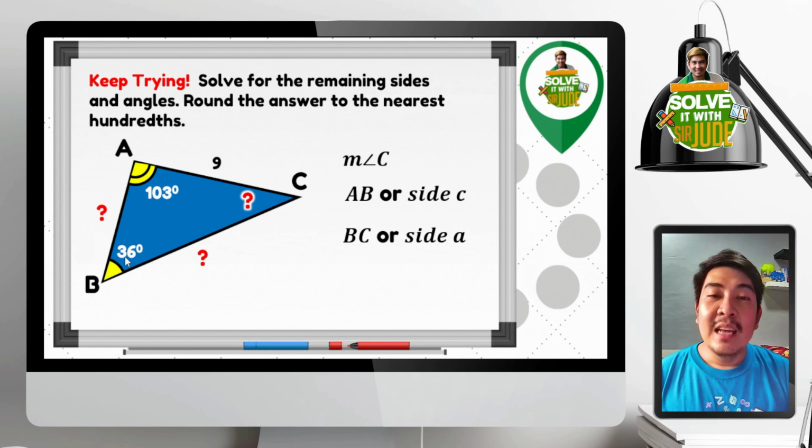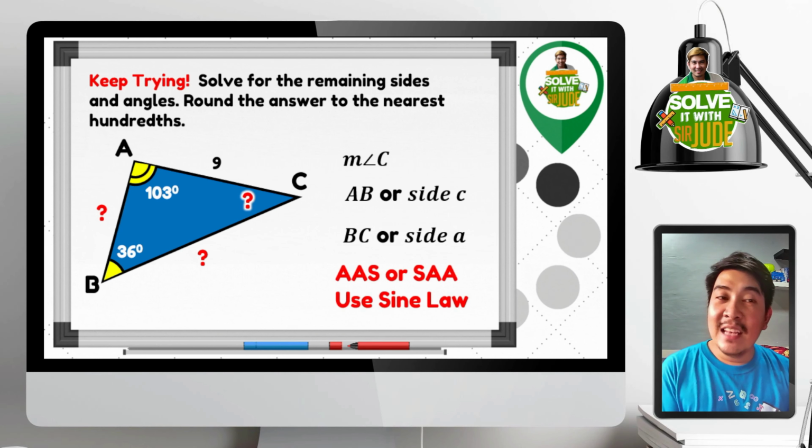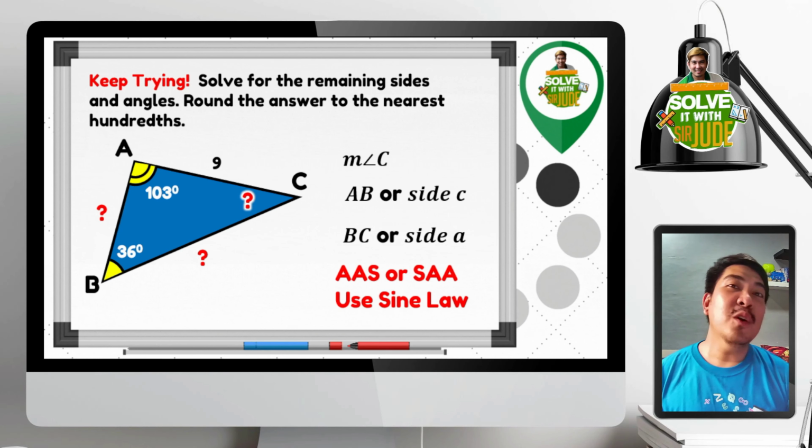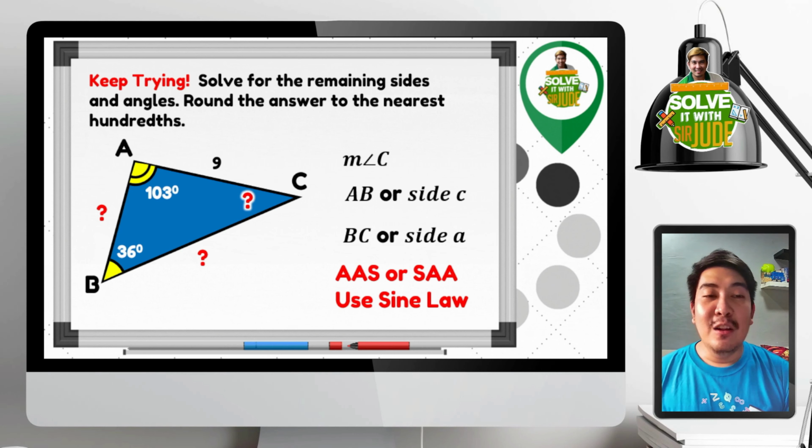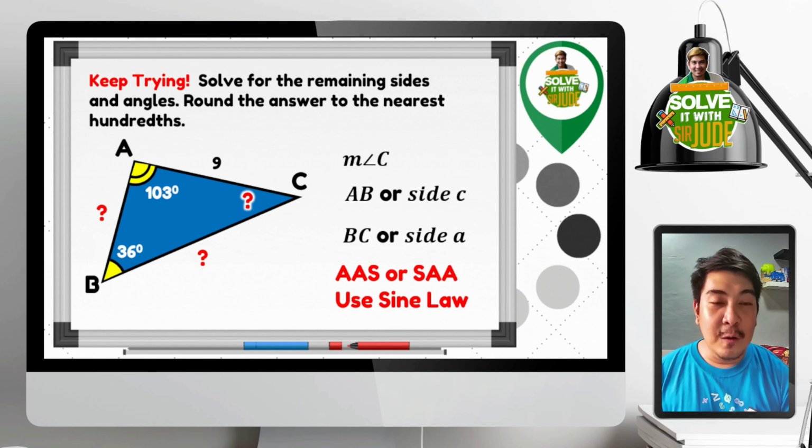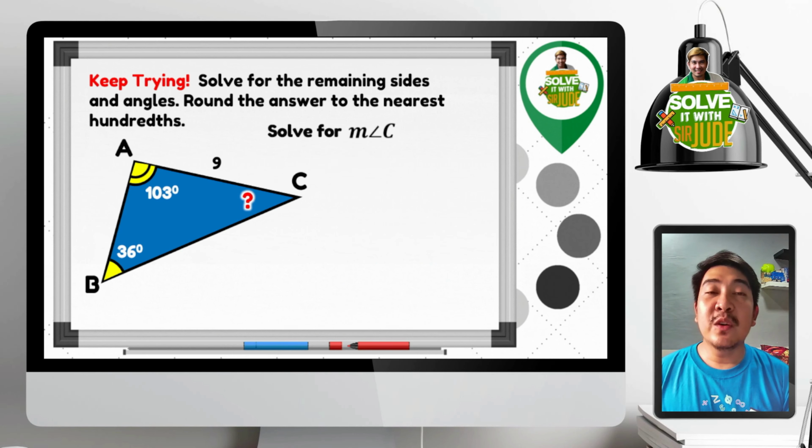And if you can see, the given information, we have two angles and non-included sides. So we have the pattern AAS or SAA. So therefore, we will be using the Sine Law. Or pwede natin gamitin si Sine Law. So let us first solve for the measure of angle C.